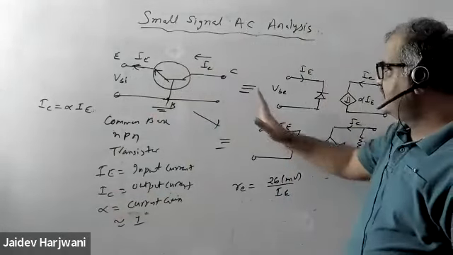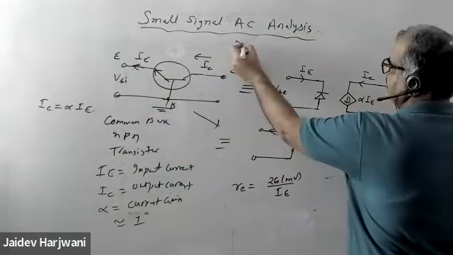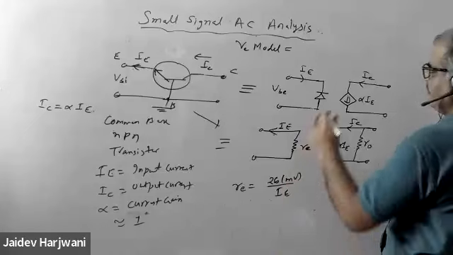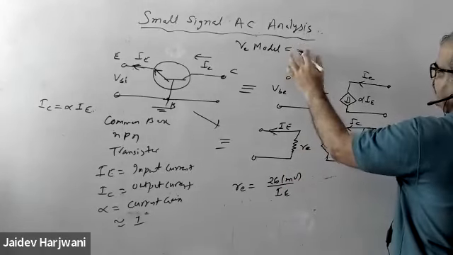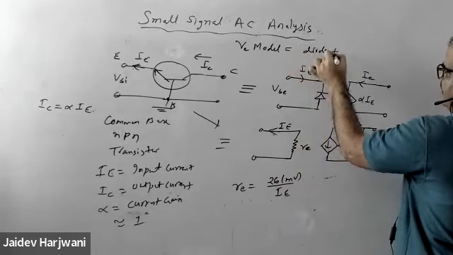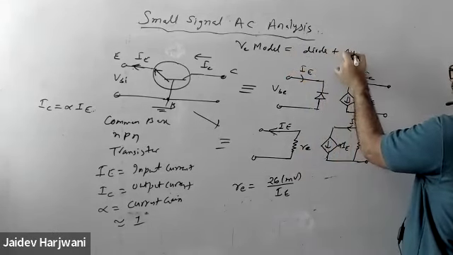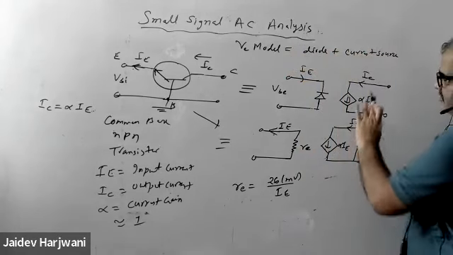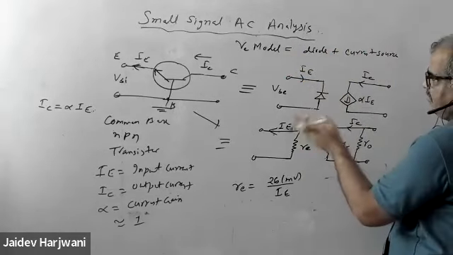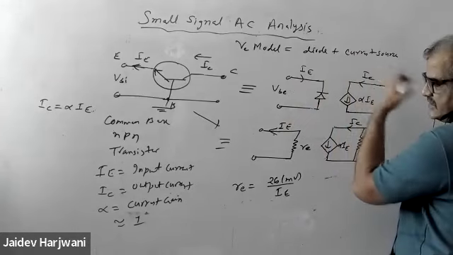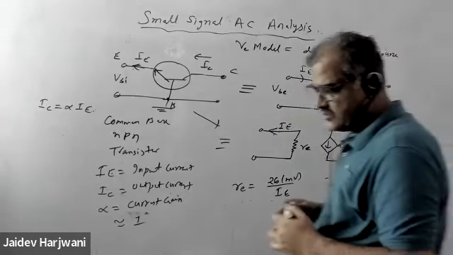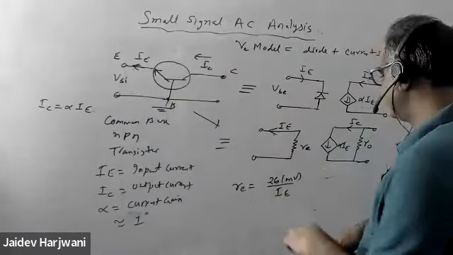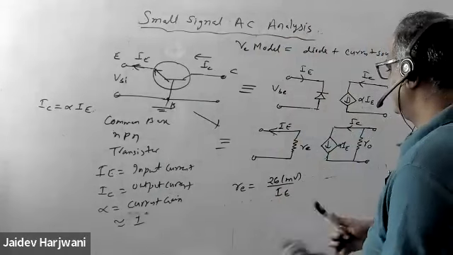So your model is basically equivalent to a diode at the input plus a current source at the output. This is sufficient to show the characteristics of this transistor. Now if you know IE, you automatically know IC, so you know everything by knowing this model. This will be clear when we solve the problem. This picture will be clear, what we are doing.